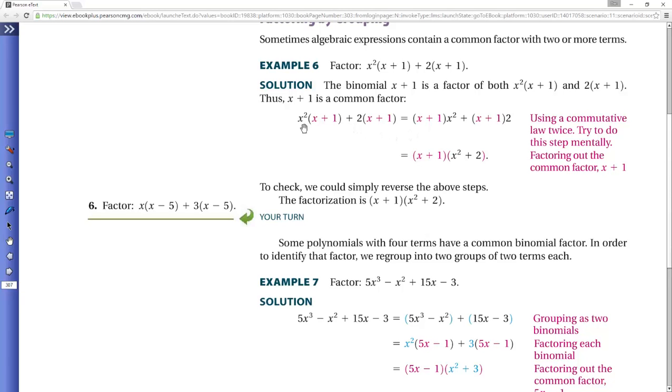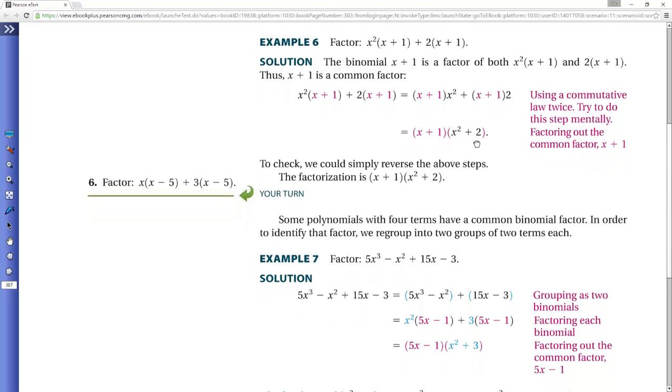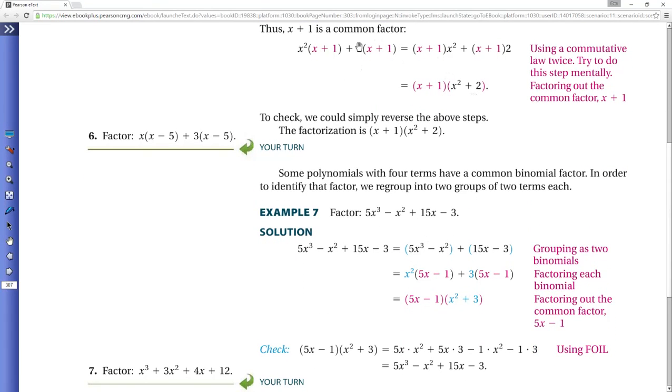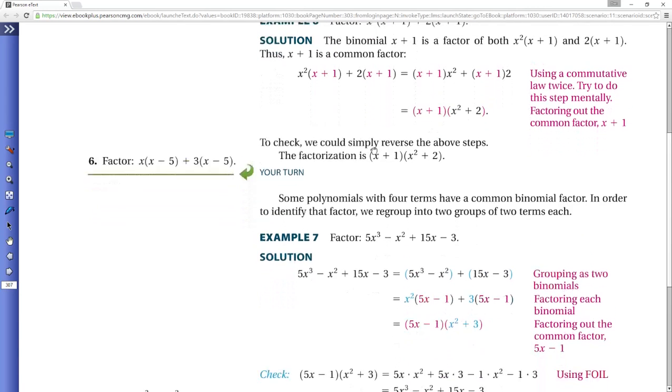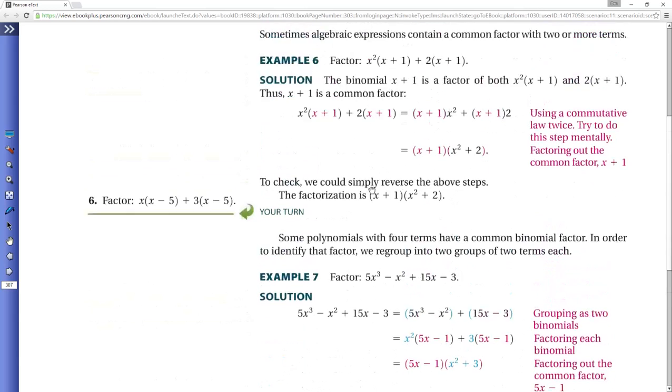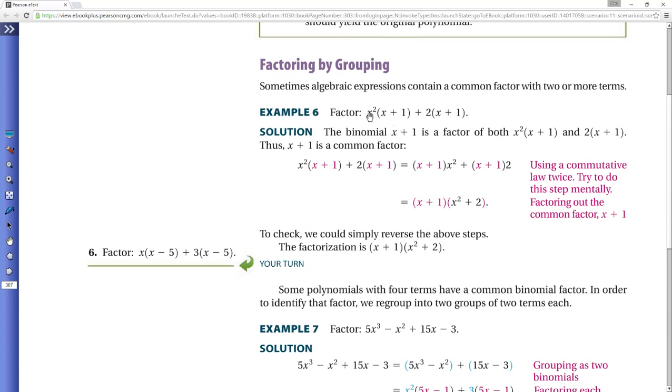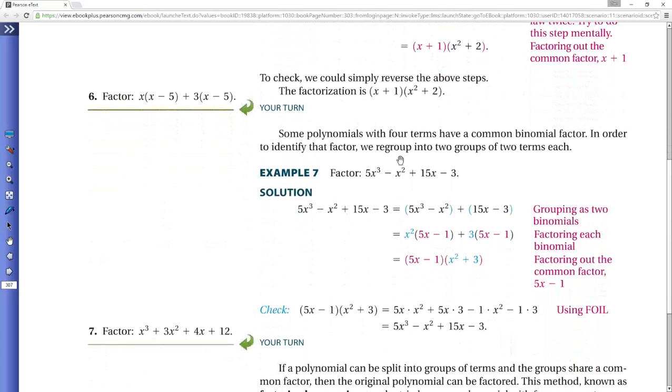But really, I can say that this plus this, times these two common things, is my factorization. Very powerful thing for more complex polynomials. Let's look at this next one where it isn't so obvious right away. Notice that you can kind of pick out this common factor. Let's look at this one.